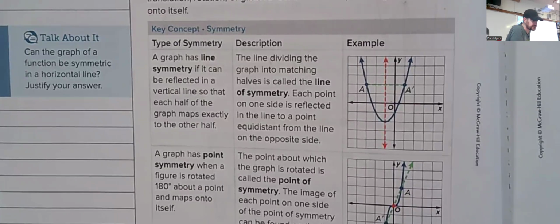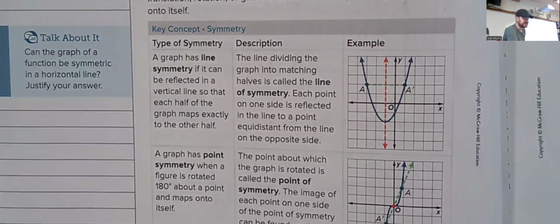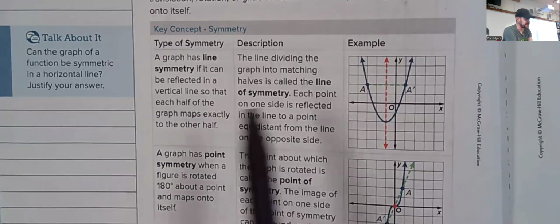The line dividing the graph into matching halves is called the line of symmetry. Every parabola has one of those. You learned that back in Algebra 1. That would be called the axis of symmetry when you're dealing with parabolas. But in terms of line symmetry, that would be the line of symmetry.